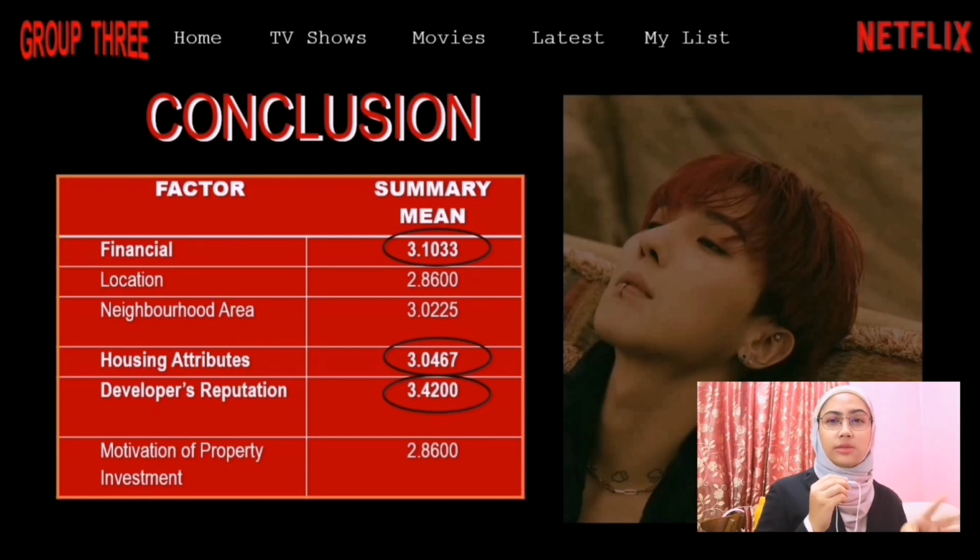Last but not least, from our online survey, we can conclude that the top three highest mean factors that affect the housing preferences of home buyers in Malaysia are, first, the developer reputation factor, second, the financial factor, and third, the housing attribute factor.